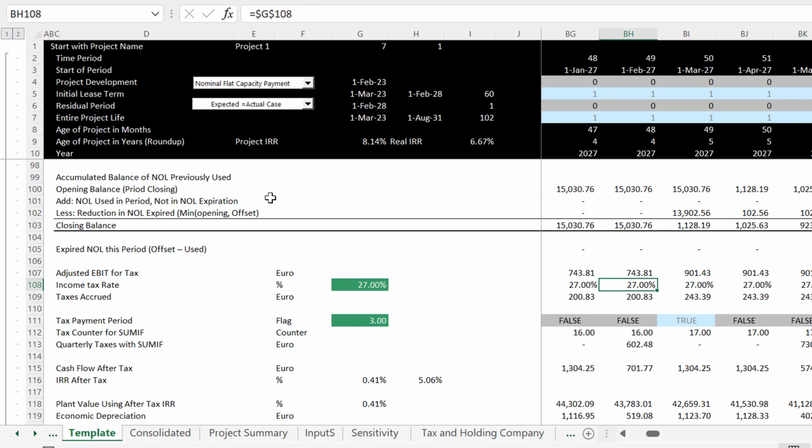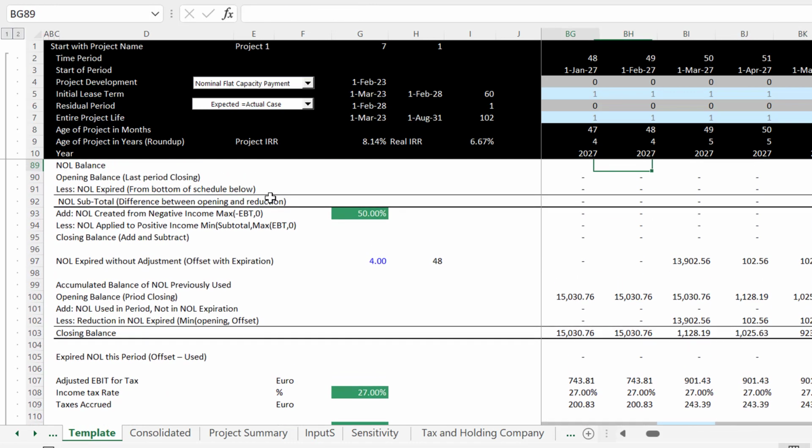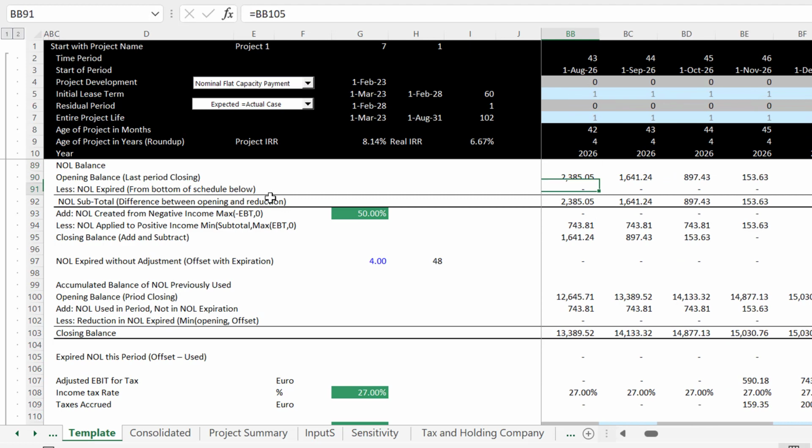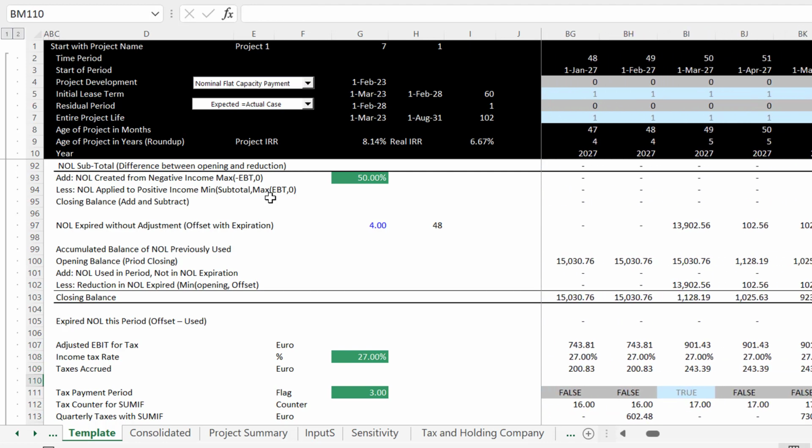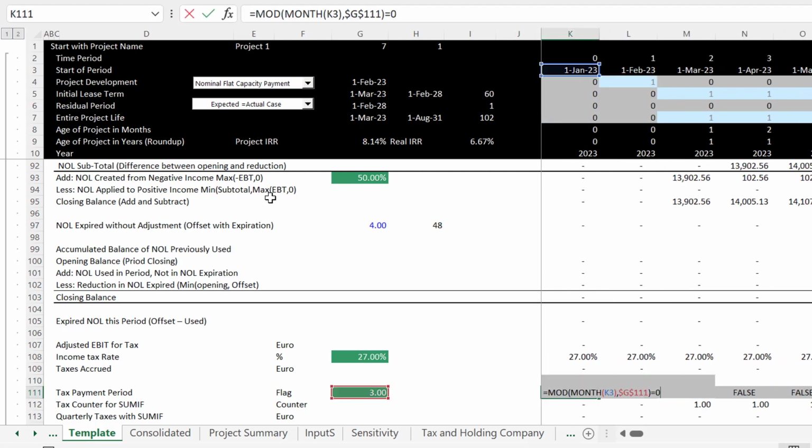We should look up here at this NOL over here. And when the NOL stops, then we start paying some taxes. And we pay monthly taxes, and then here is the big deal. I'm just going to show you this.